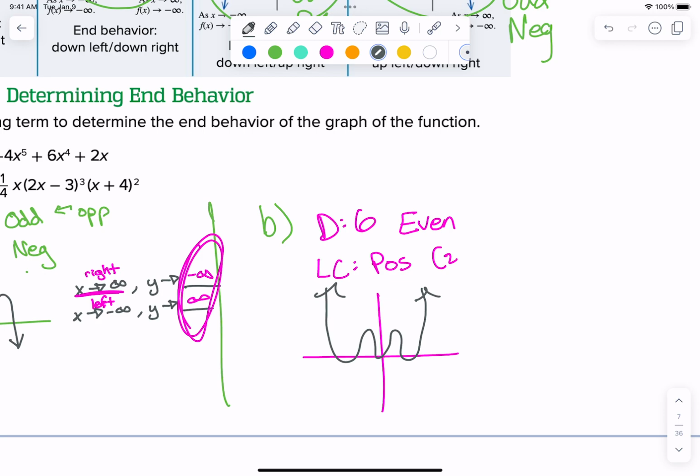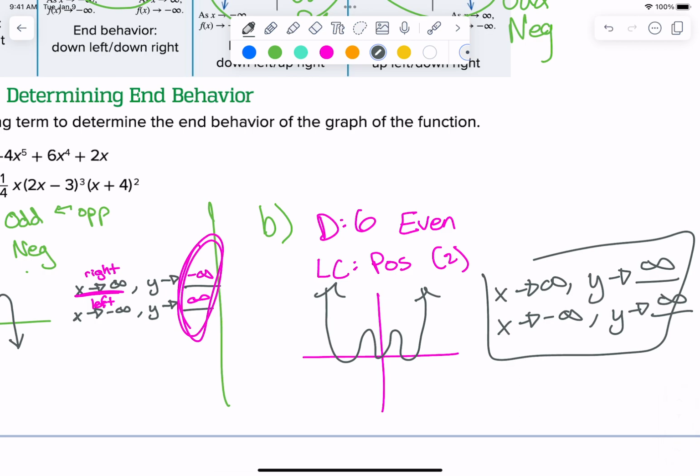Then we fill out our end behavior. Both to infinity. I'll just fill it in. There's my end behavior. Determine the end behavior. So when they ask for that, you're just filling in that little thing right there. On the right side of the graph, he's going up. The left side of the graph is going up.